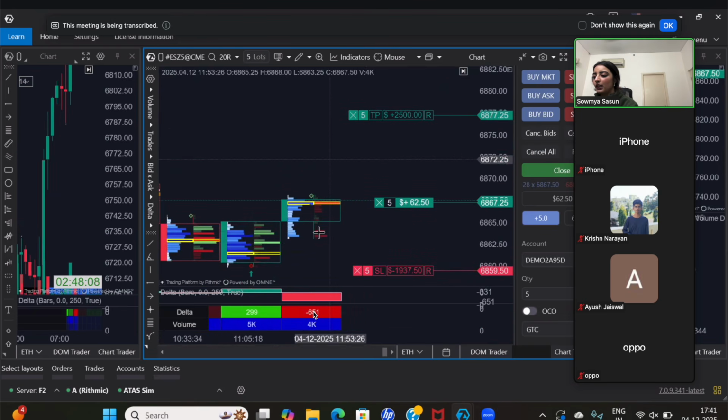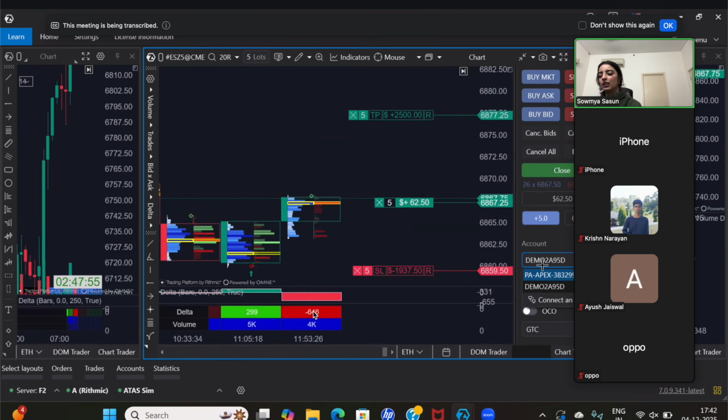Now this is obviously my demo account, but here I have my Apex PA account. This is where I take my trades. This is my funded account. And I also have a Funding Ticks account, but unfortunately Funding Ticks cannot be connected to Atas. So what I do is that I take my Apex trades directly from Atas and I copy the trade to my Funding Ticks account on TraderVue.